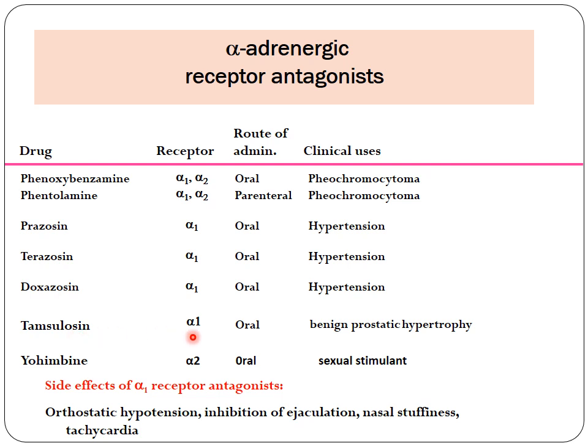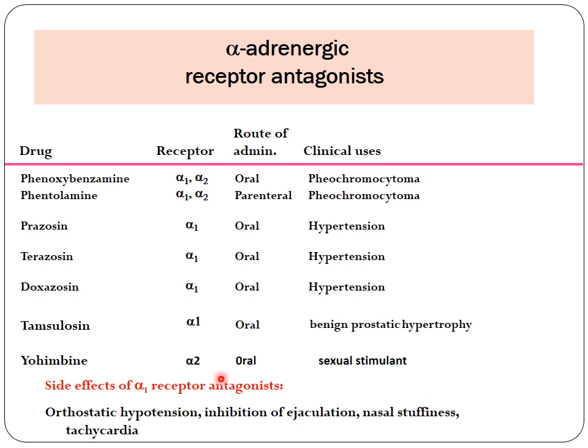Tamsulosin is used for symptomatic relief in patients with benign prostatic hypertrophy because it is going to relax the prostatic urethra.